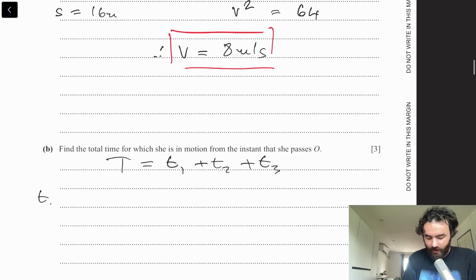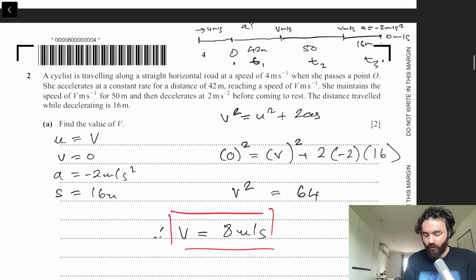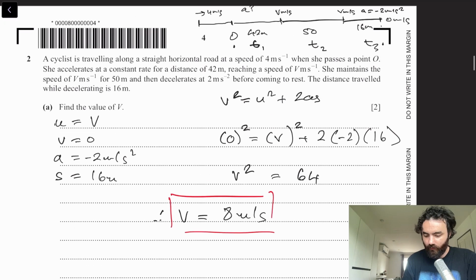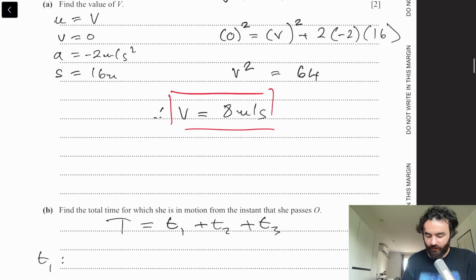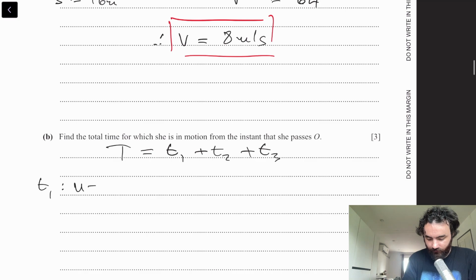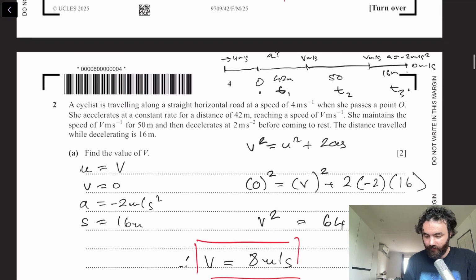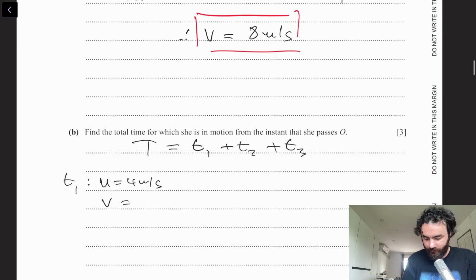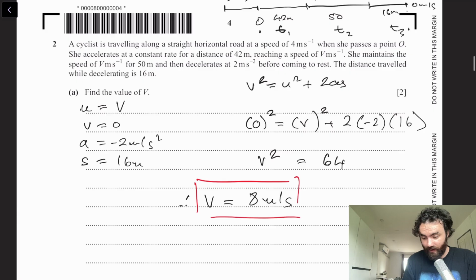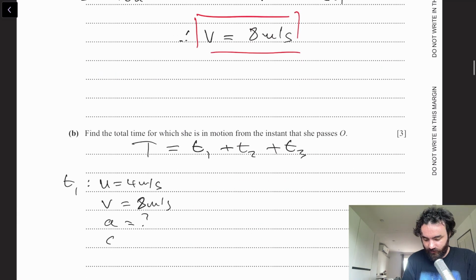Okay, so let's find out each one individually. So T1, what do we have in T1? Our initial is 4 meters per second. Our final is going to be v, which is 8 meters per second. Our acceleration we don't know, we might need that. S equals 42 meters. And we want to find the time, so T1, which we don't know. And you have an equation.